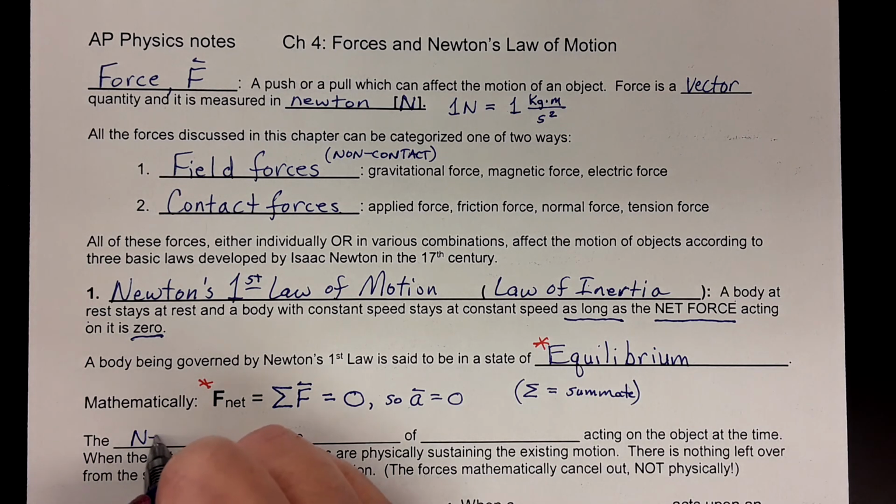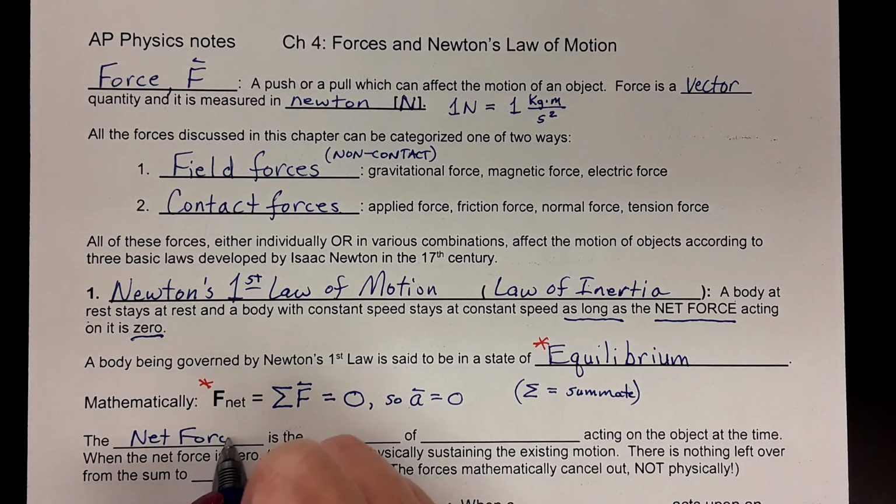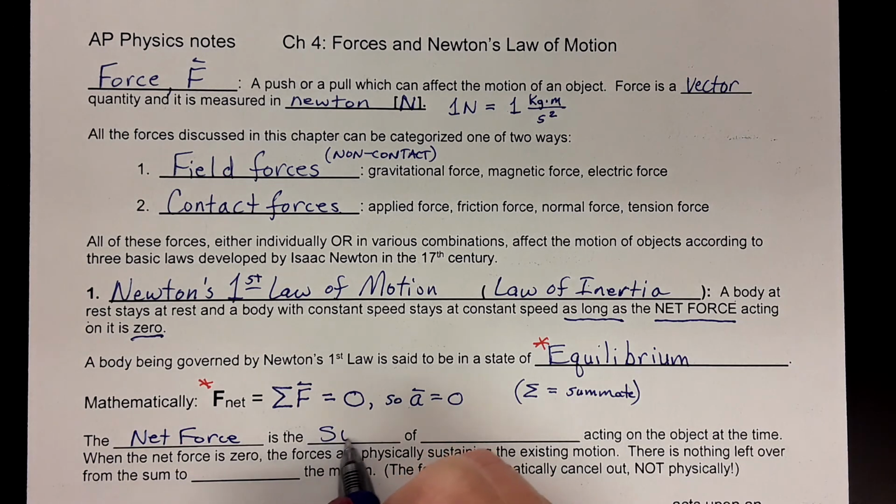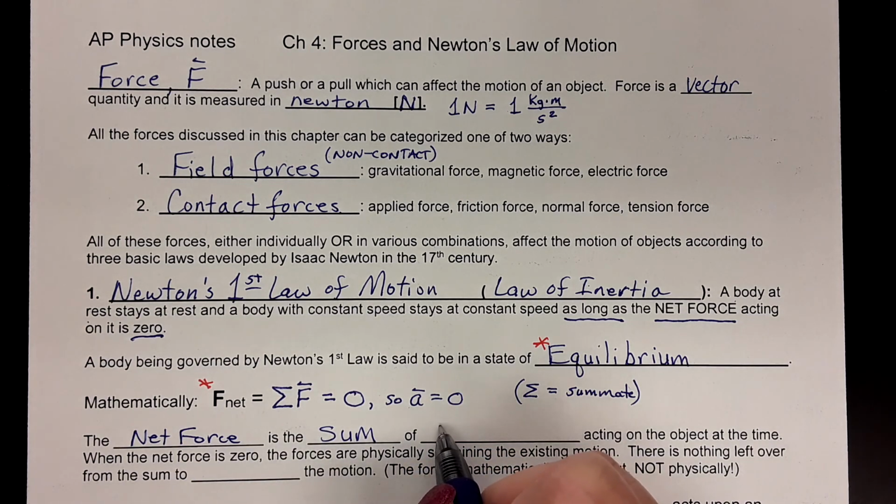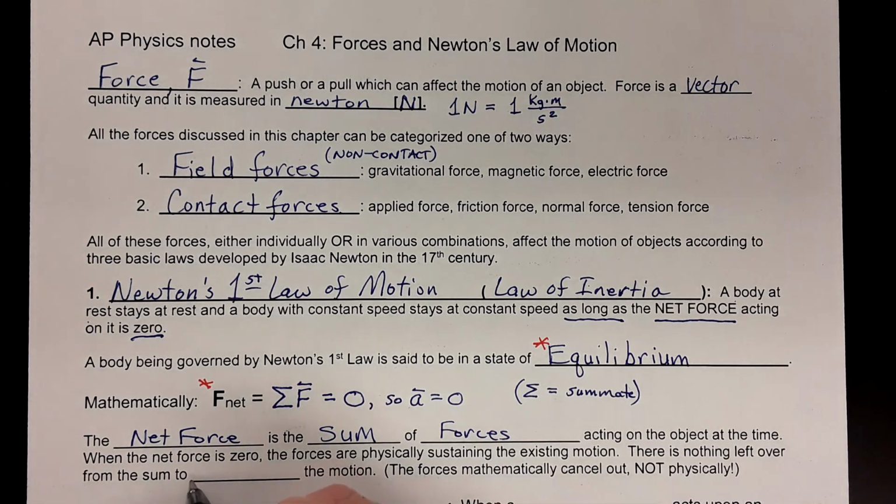It should say the net force is the sum of the forces acting on the object at the time that you're looking at. When the net force is zero, the forces are physically sustaining the existing motion. But there's nothing left over from the sum to change the motion.